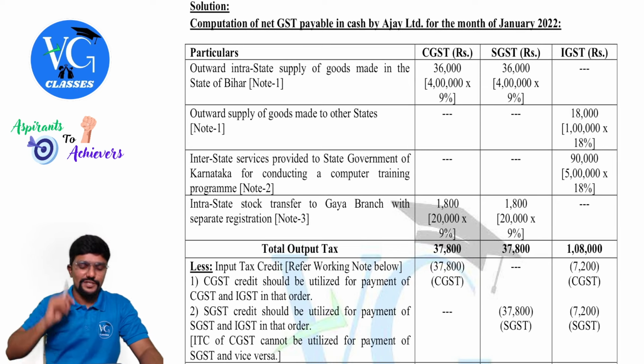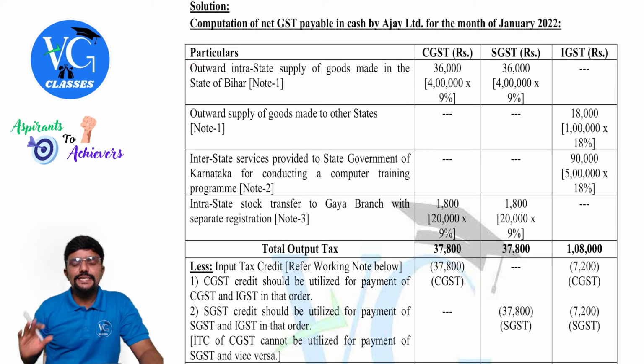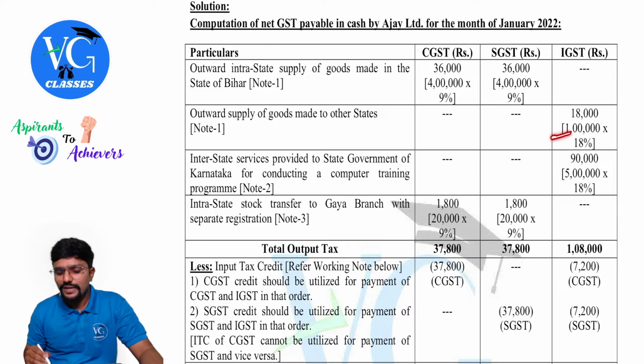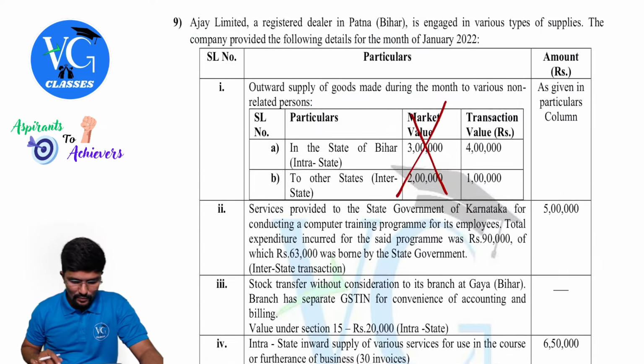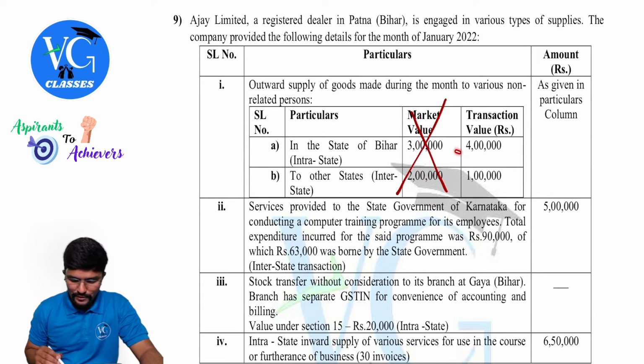Okay. First, outward intrastate supply of goods made in the state of Bihar. So 4 lakh on that 9% each. CGST, SGST. Next, outward supply of goods made to other states, 1 lakh at 18%, guys. 1 lakh at 18%. So both of these are taken care of.